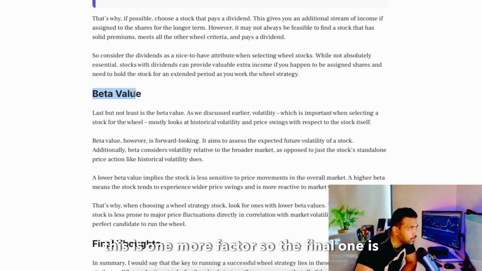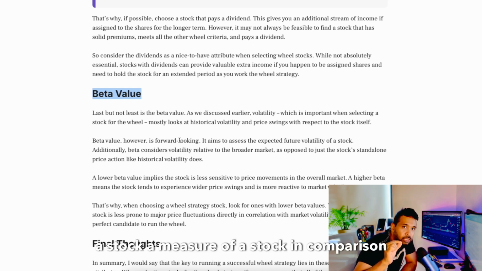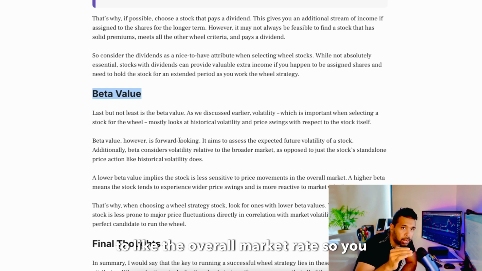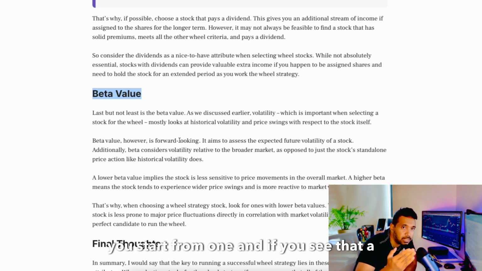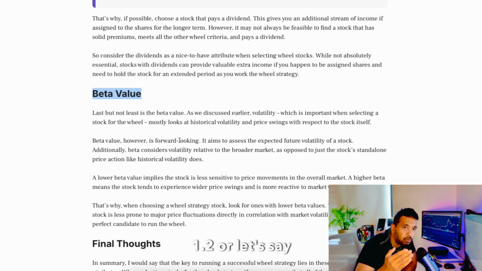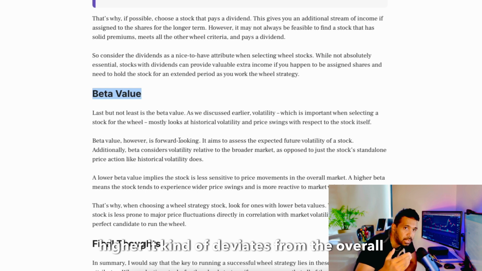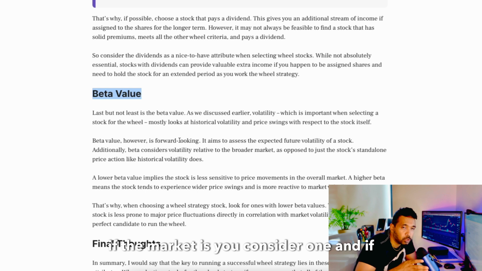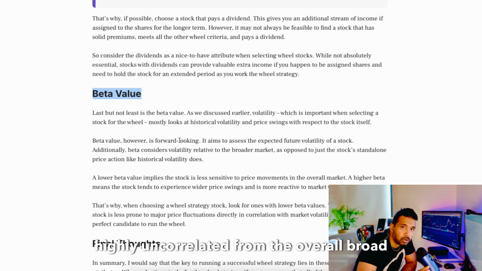So the final one is the beta value. Beta is a measure of a stock in comparison to the overall market. You treat the market as 1, and you see that the beta for a stock is, let's say, 1.2, or 1, or maybe 4. The higher the number, the more it deviates from the overall market. If the market is 1 and you see a stock which has a beta of 4, that means it is highly uncorrelated from the overall broad market.